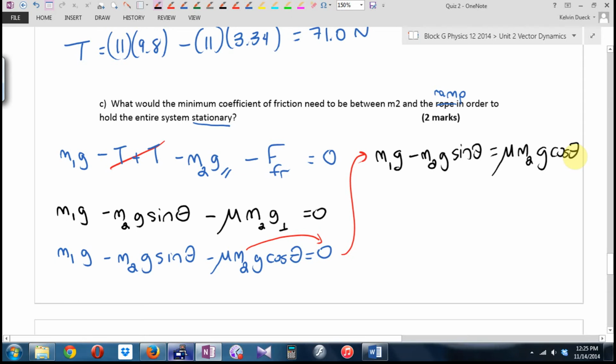What are we trying to get by itself? How would I get the mu by itself? Okay. And now you can see there is a G in everything, right? So I can even do that. I'm just going to divide by M2 cos theta. So what's mu? Mu is going to be M1 minus M2 sine, all divided by M2 cos.